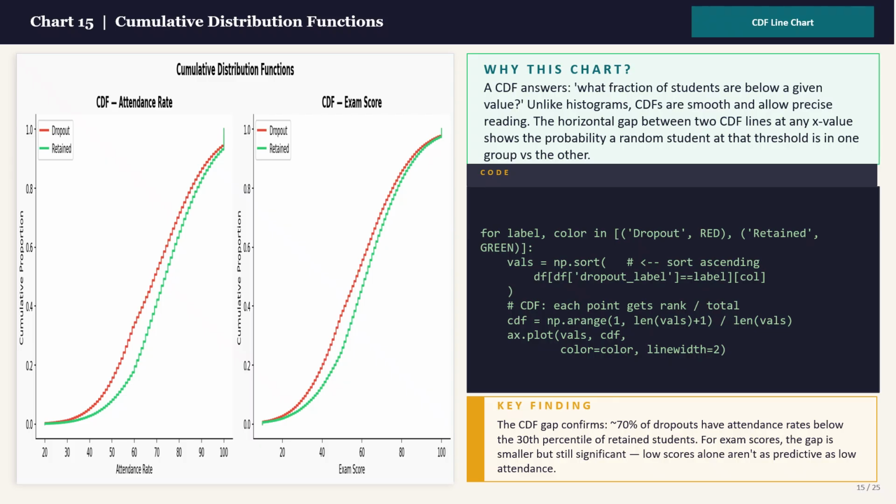So the key finding was that the CDF gap confirms that approximately 70% of dropouts have attendance rates below the 30th percentile of retained students, and that for exam scores, the gap is smaller but still significant. Low scores alone aren't as predictive as low attendance.